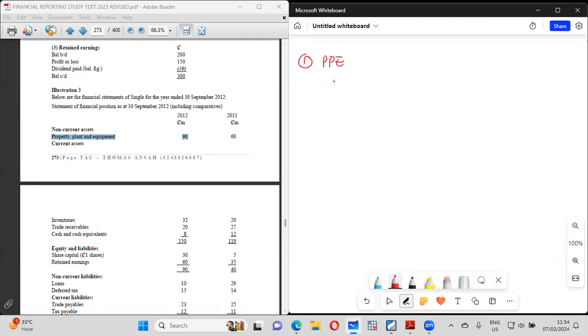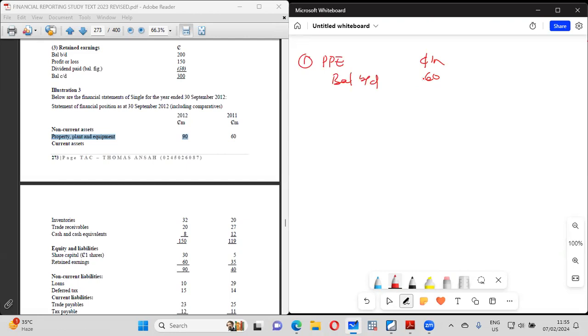So you look at this PPE. PPE balance brought down is what? And this is you doing workings for each of the items. Balance brought down is 60. This is the closing balance of the previous year, which will be the opening balance for the current year. So you have your PPE here being 60. Let's put our millions here. It's 60. All right, what do we add?